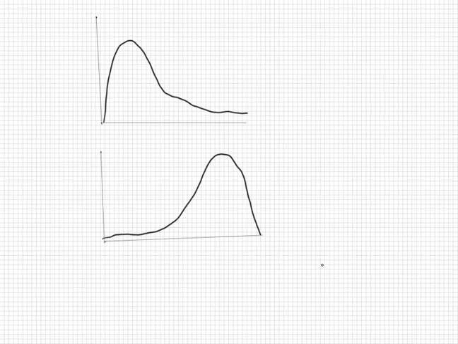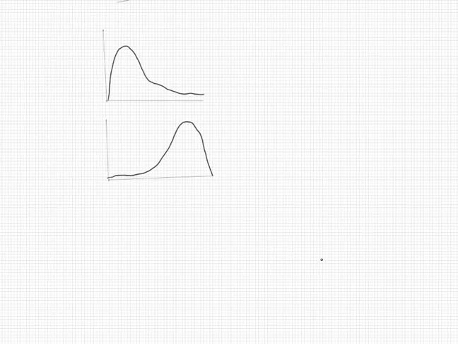Now, maybe to make things easier, I'll keep these graphs up here. So this one here we said is positively skewed. Oh, and by the way, the letter for skewness is not S, it's this kappa symbol here, that's skewness.